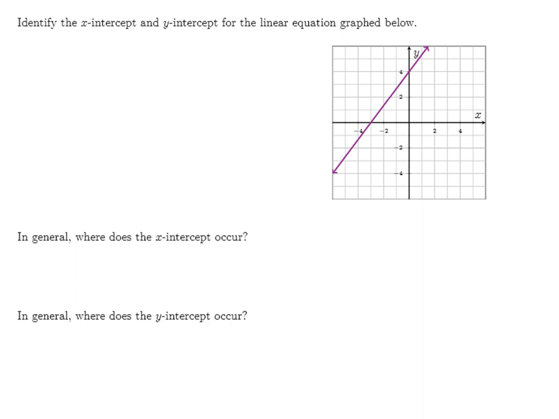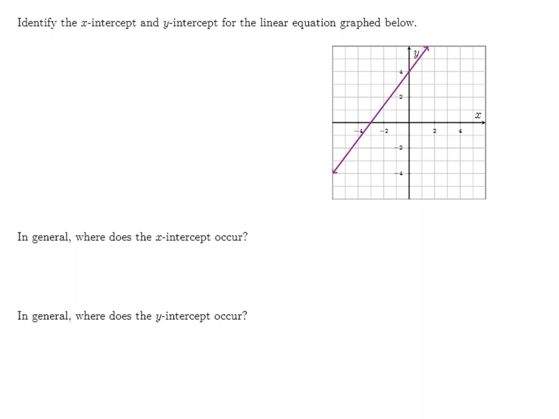In this video, we're going to identify where the x-intercept and y-intercept occur on the graph of a linear equation. We'll then generalize where x-intercepts and y-intercepts occur. To start, the definition of an x-intercept is that an x-intercept occurs when a graph intersects the x-axis.